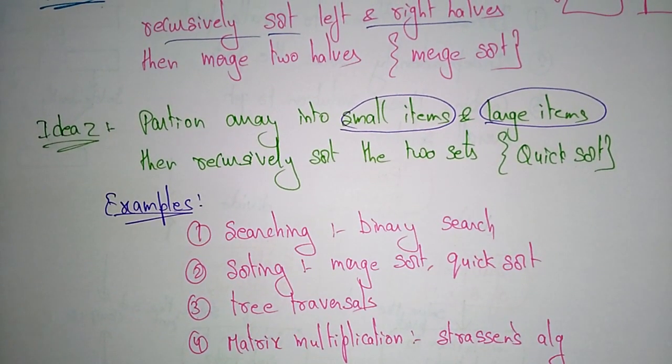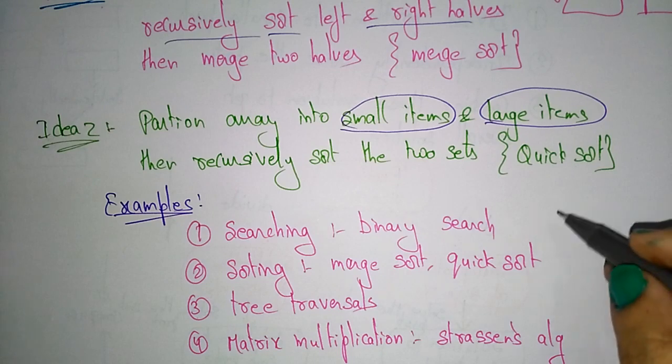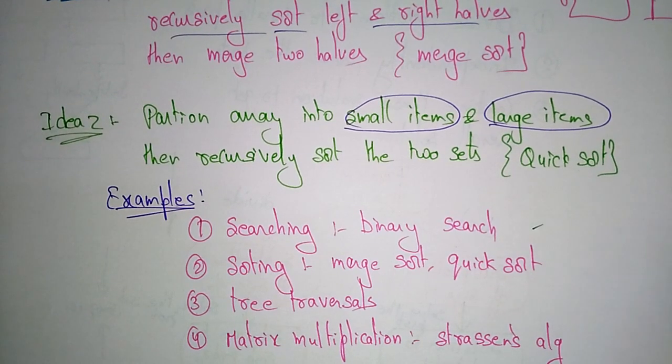So these are the examples for the divide and conquer method. Let me discuss these examples one by one. First, I'll explain binary search in the next video.